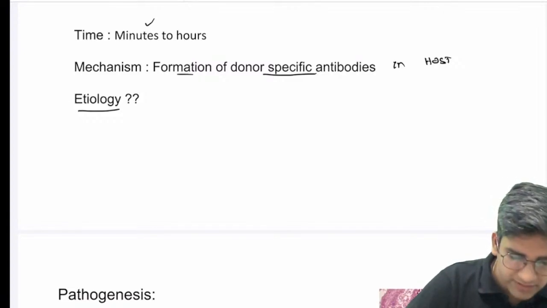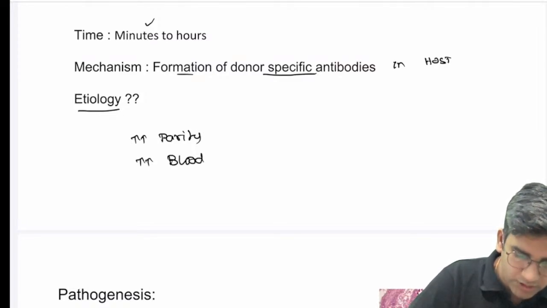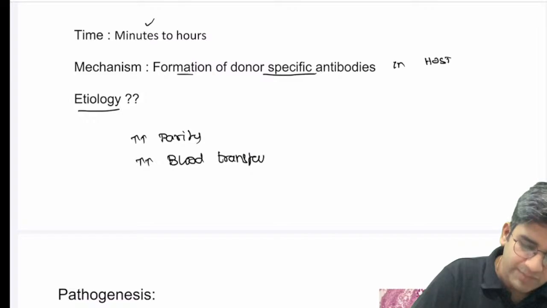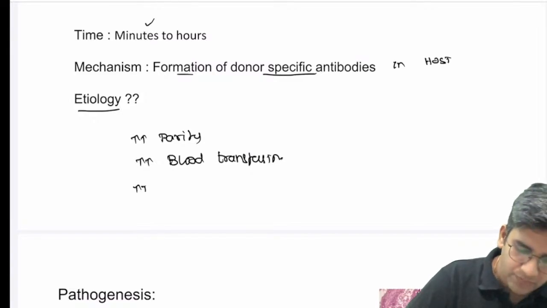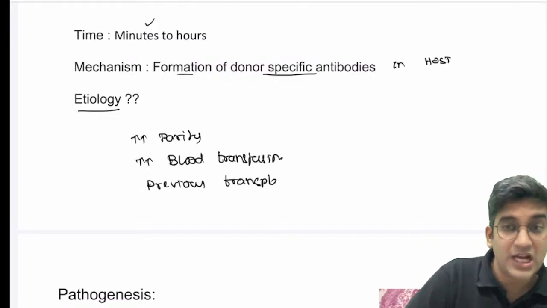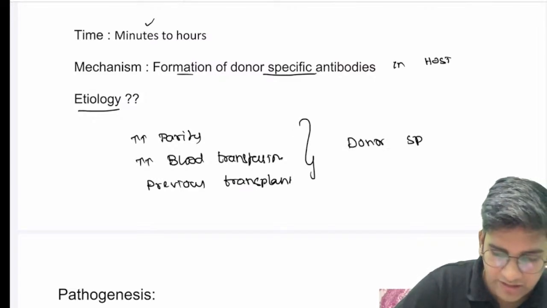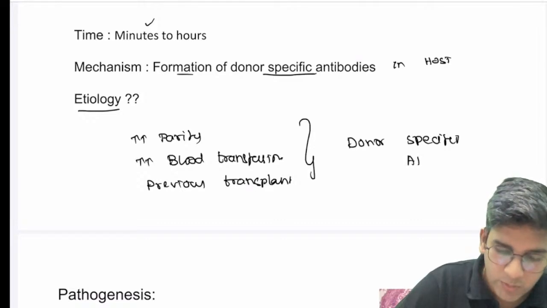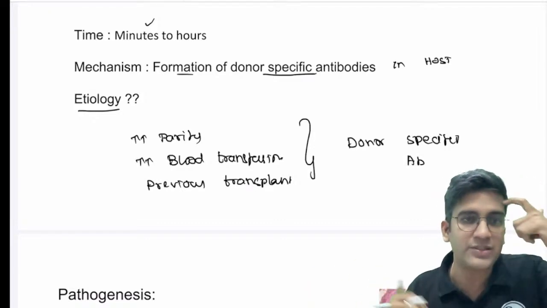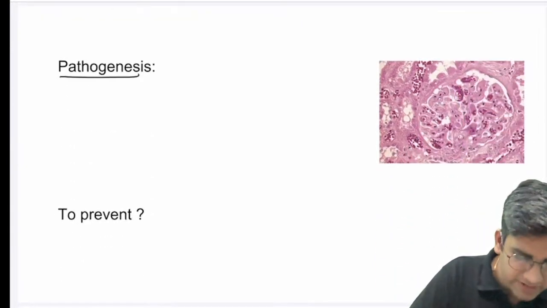One of the few examples is increased parity, multiparous women, or when there's a very, very high amount of blood transfusion, right? Or if a previous transplant has already been done for the patient, right? So in all these conditions, there is a chance, I'm not saying always, that I can have donor specific antibodies, which means I'll have antibodies against the kidney which I'm getting, right? So let's assume if this is formed, what will happen? So the pathogenesis is simple.